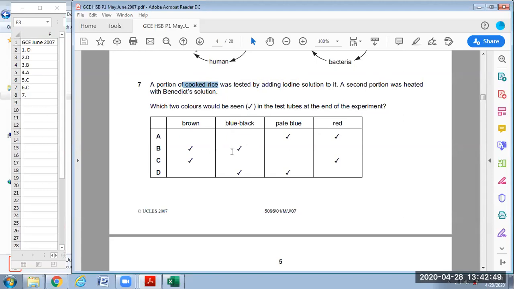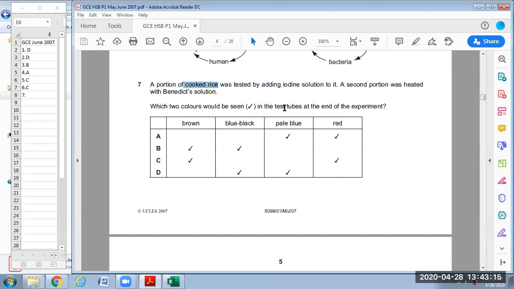So therefore the Benedict test, you would have a, let me see. Oh, they didn't have one with that. Yeah, so I was confused. Something is wrong here in this question. Cooked rice, so iodine will turn blue-black. Protein in rice? No. Nope. So no harm.